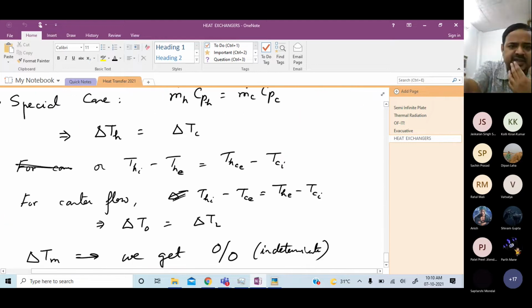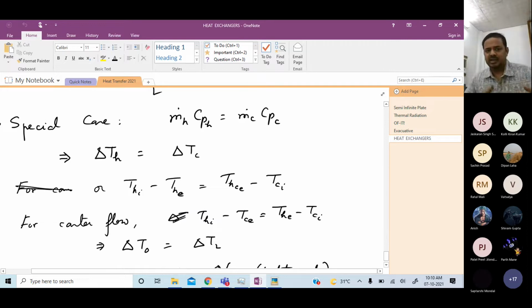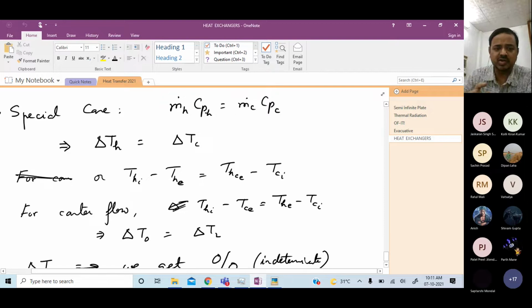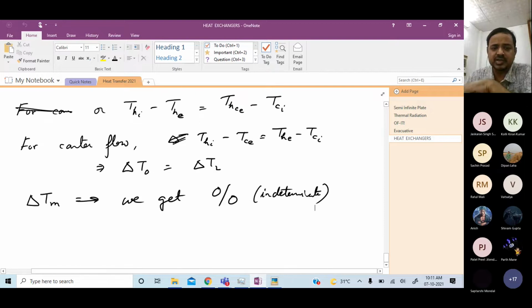Then we said, let's take a special case when the heat capacities, m dot times Cp, are the same for both the hot and cold fluids. Therefore, the amount of temperature change of both the hot and cold fluids will be the same, because m dot Cp delta T of both fluids have to be equal. Now, in this case, if you want to find out for counter flow the log mean temperature difference, we see that it is indeterminate.